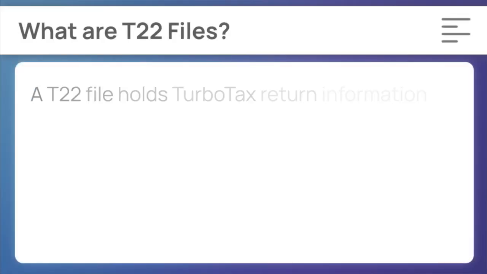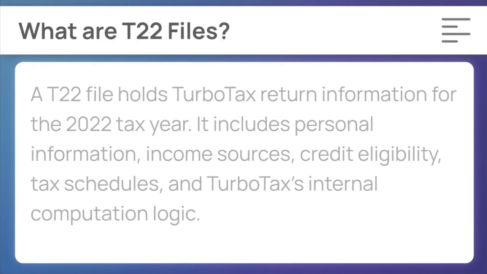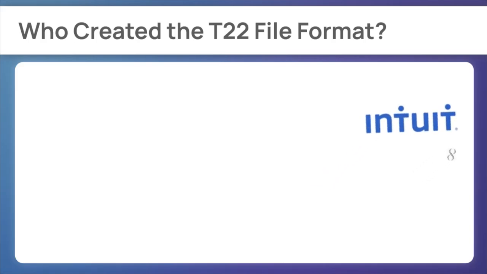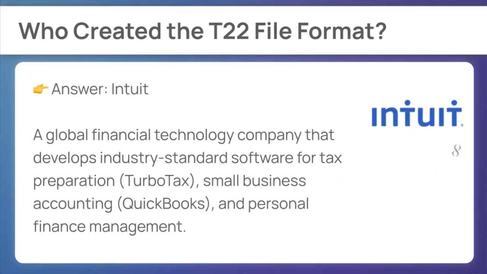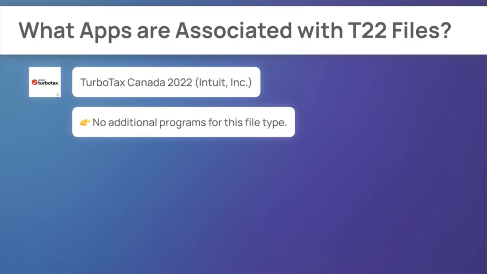When we speak of file architecture, T22 is specifically built upon the data file type. This file strictly adheres to the TurboTax Canada 2022 return specification. It contains 2022 Canadian tax return information, including COVID-19 benefit repayments and simplified home office expense claims. It has a CRA compliance schema, structured to handle specific 2022 CRA tax credits. The file integrates directly with the CRA Autofill My Return service data structure. The industry standard application for T22 is considered to be TurboTax Canada 2022 from Intuit, Inc.